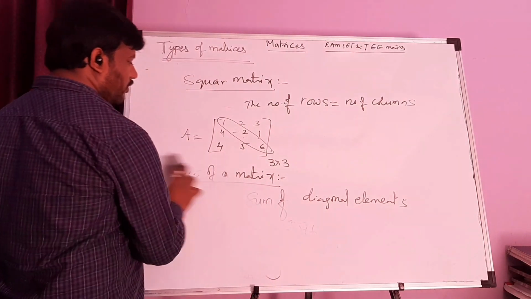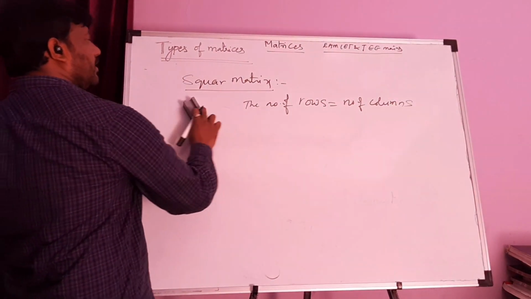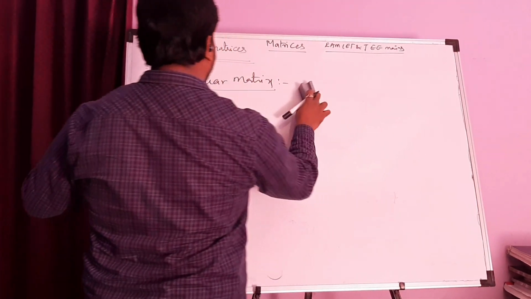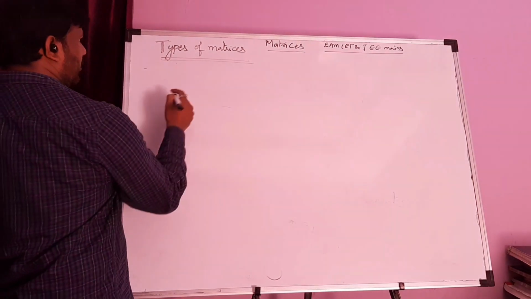Next we go for the next type of matrix, the diagonal matrix. In a square matrix, this is very important.